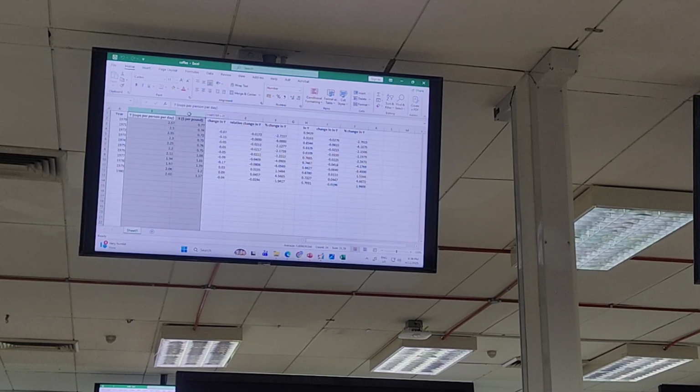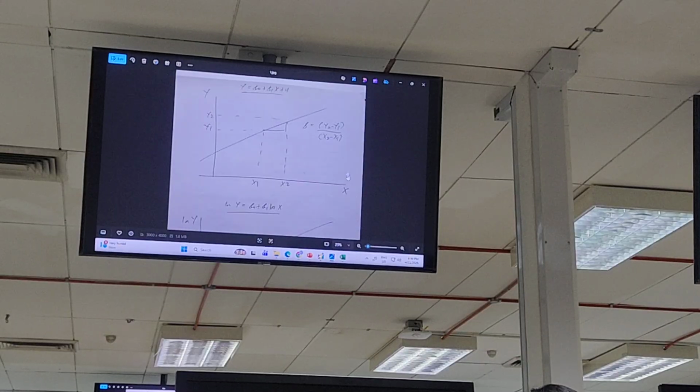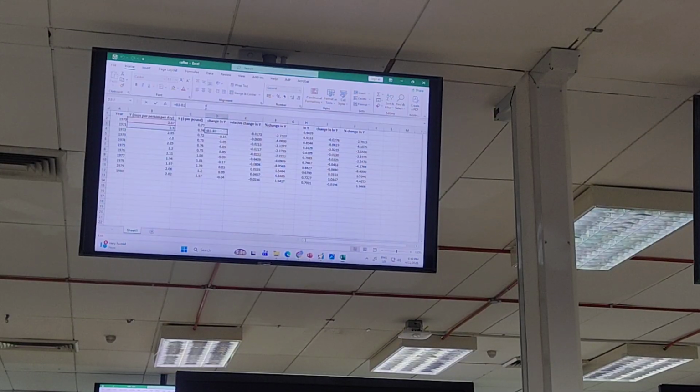So let's say we have data, the same data that we used just now: the cup consumption and then the price. So this is the change in y. You take the difference between two values of y, so this one minus the previous one.